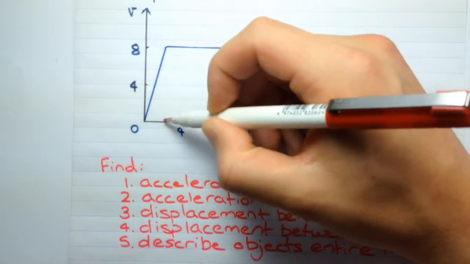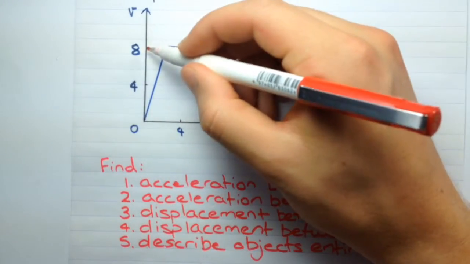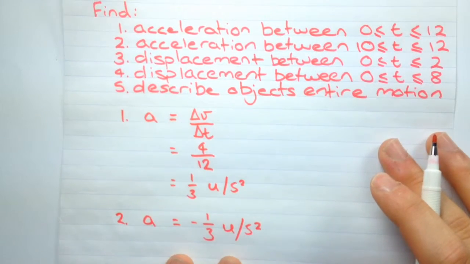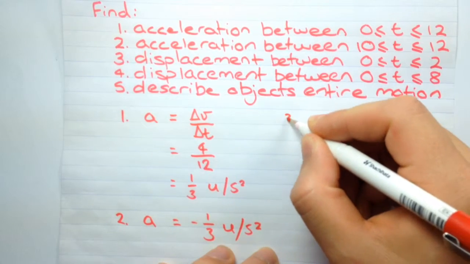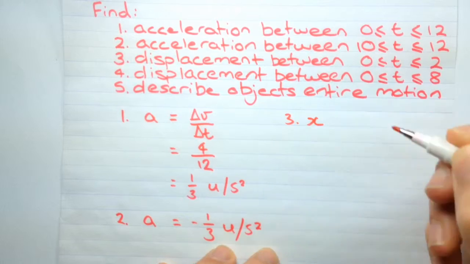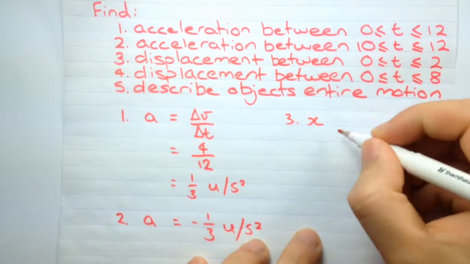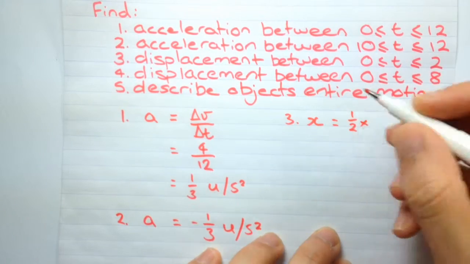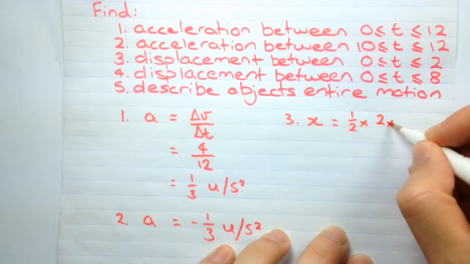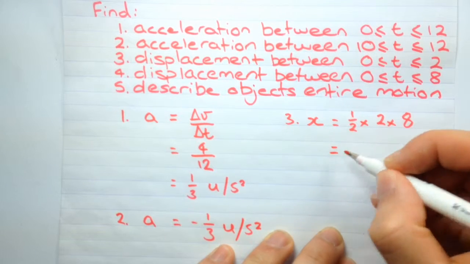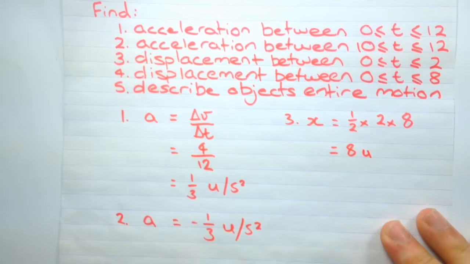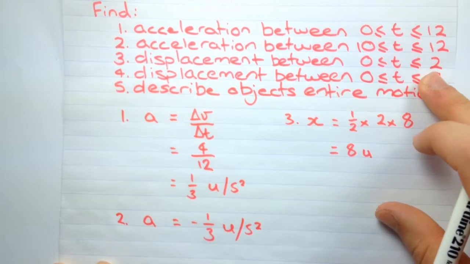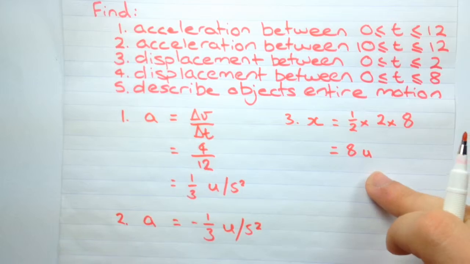So here it's a triangle of base 2 and height 8, right? So base 2 and height 8. So to find the displacement for this, it's just the area of that triangle. So half times base, which we said was 2, times height, which we said was 8, equals 8 units. So the displacement between 0 and 2 is 8 units.